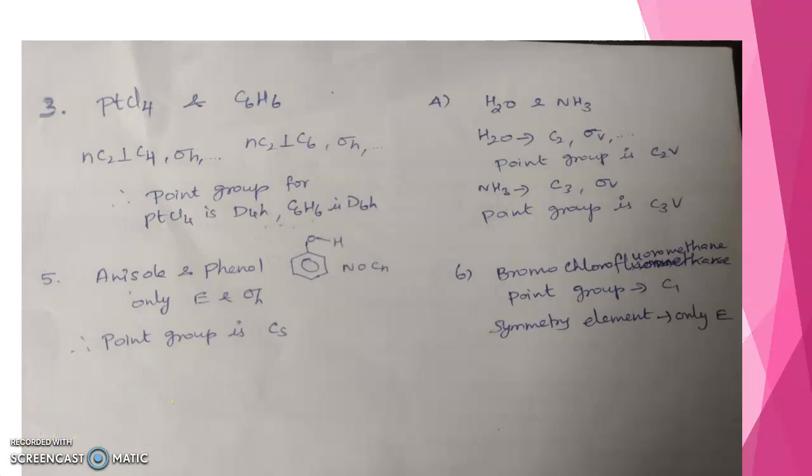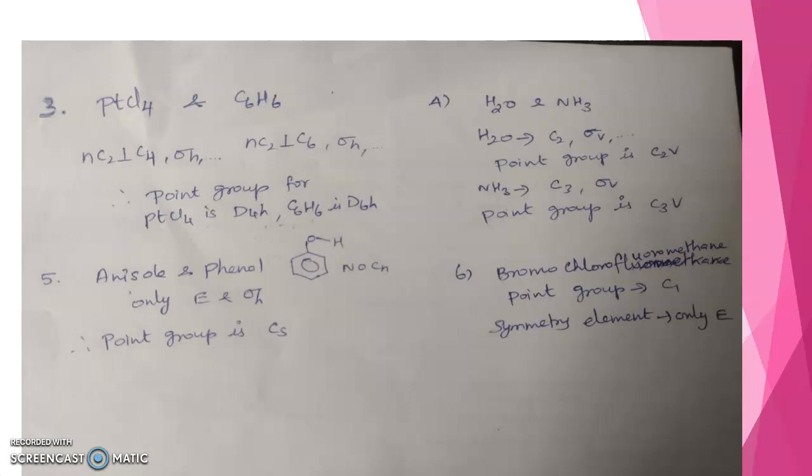And the fifth example is anisole and phenol. These molecules are not linear in shape and these two molecules do not have any Cn axis. So these two molecules only have identity and a plane. These two symmetry elements are the only ones present in these molecules. If only a plane is present in the molecule, the point group of the molecule is Cs. Both of these molecules have only a plane, and identity is the default element. So the point group of the molecule is Cs.